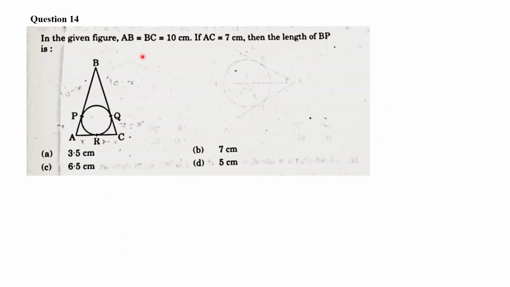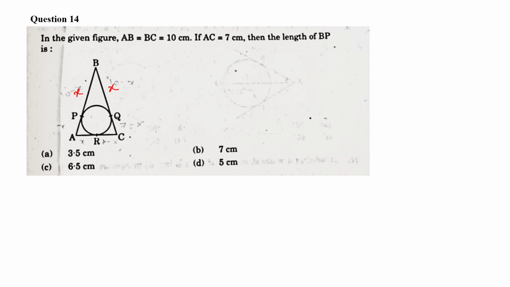Now in the given figure, AB equal to BC equal to 10 centimeter, AC equal to 7 centimeter, we have to find the length of BP. So if I consider B is the external point, then BP and BQ will be equal because tangents drawn from the same external point to the circle are equal. So I will assume this BP and BQ as X. So this is X, this is also X.